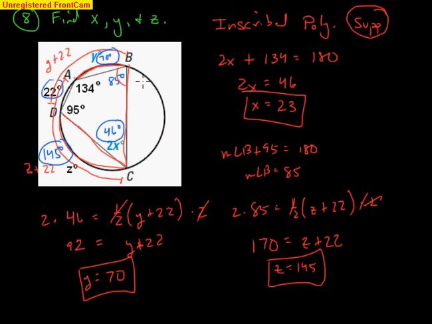Okay. And then if I wanted to find the last arc, I could add the other ones up together. So 70 plus 22 plus 145 gives me 237. And take it away from 360. And that would give me 123 for this arc. And there you go.